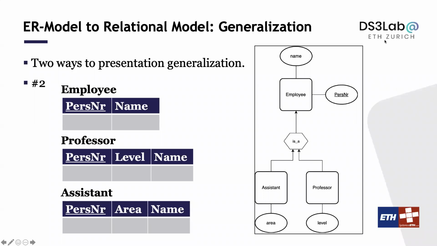Okay. Any other questions? Yeah, go ahead. Michael. Here we have the person number that should be unique across all three relations, right? How do we specify that? That's a very good question. So here, ideally, we want these three sets to be disjoint. We do not want the same personnel number to appear multiple times.